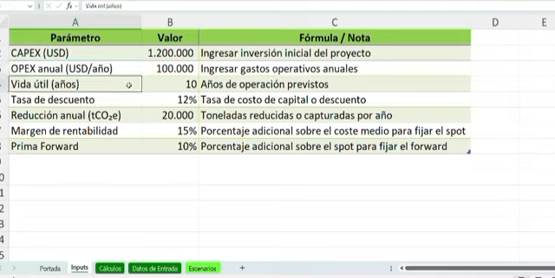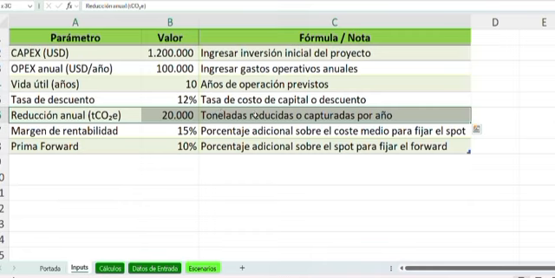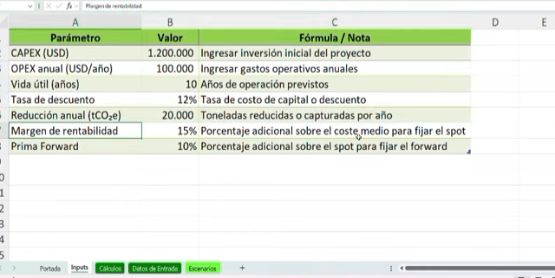Useful life, the number of operating years after the start of commercial operation. Discount rate, the cost of capital or discount rate of the project. Annual reduction, the amount of CO2 emissions reduced or captured per year when the project is in operation. Profit margin, the additional percentage over the average cost to set the spot price. Forward premium, the additional percentage over the spot price to set the forward price.